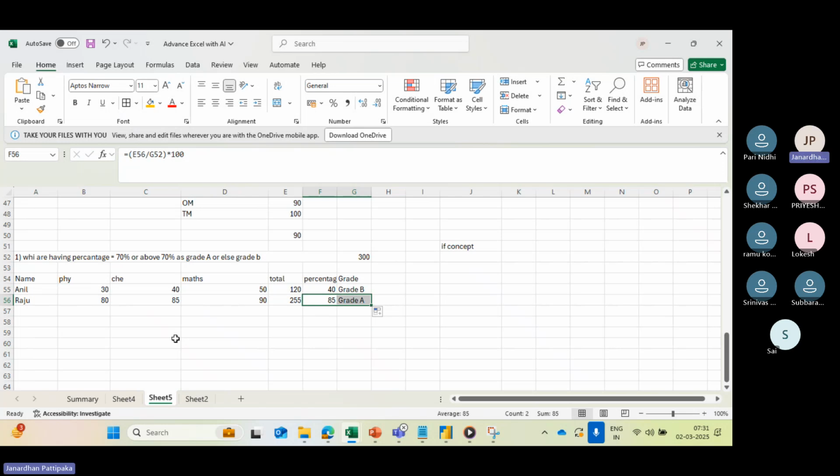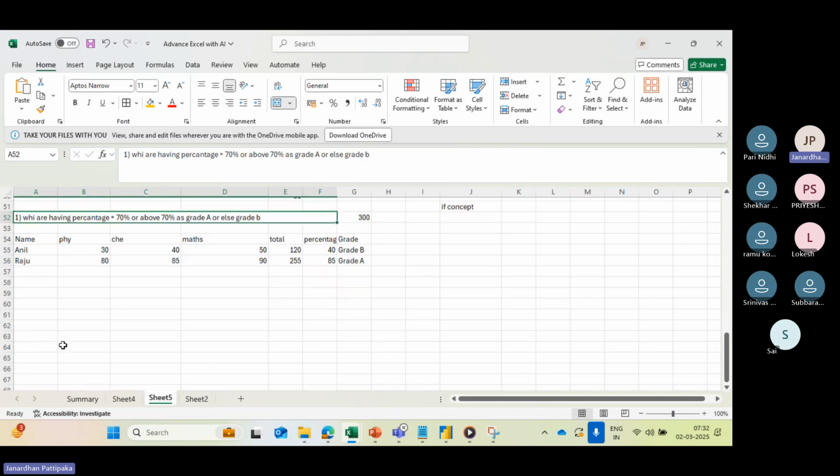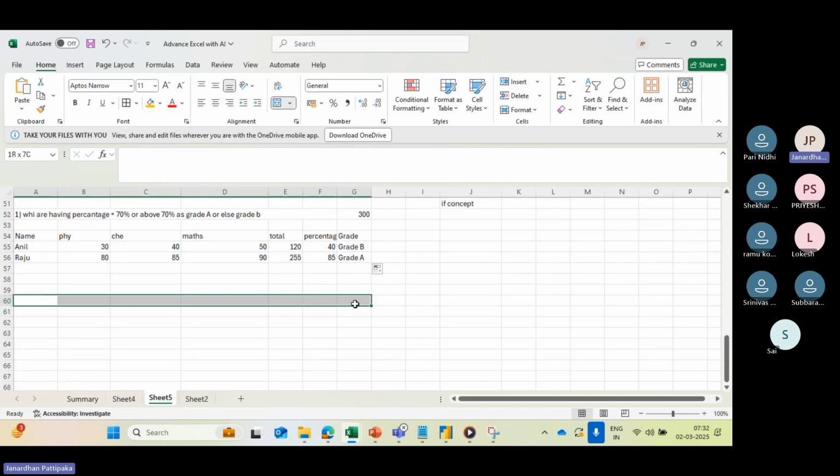Now I will change this logic again. Same question, I will change it to some other question and let us see how you can solve it. So I want to merge these cells. In order to merge these cells, you click on merge cells. Now, I want to calculate the persons who are getting marks 70% and above.